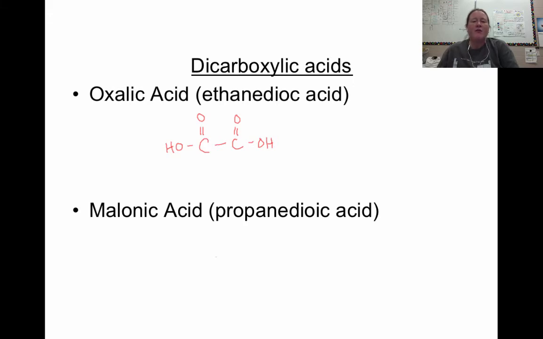Malonic acid is a propane dioic acid. So if I add, oops, I made a mistake. I'm not going to erase. I'm just going to move over and draw it right here. Again, a carboxylic acid group has to be on an end carbon. It could be this end carbon, or it could be this. So this is what propane dioic acid would look like, which is also known as malonic acid.